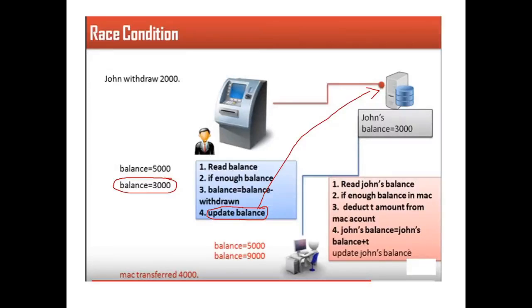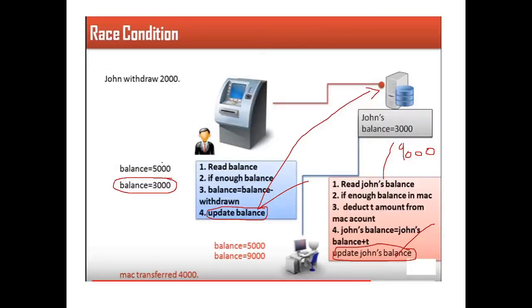And later, at this side, the Mac process is going to update John's balance. And it is going to update how much? 9,000. So again, the latest value is showing 9,000 only. After executing this and this, the values are changed now.